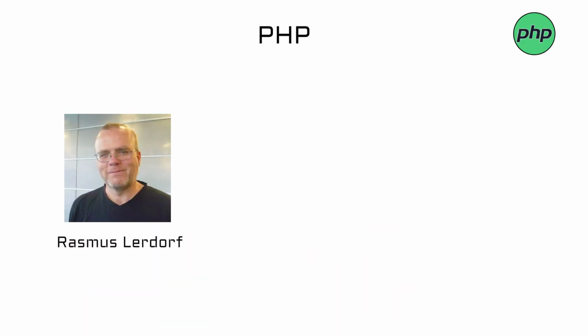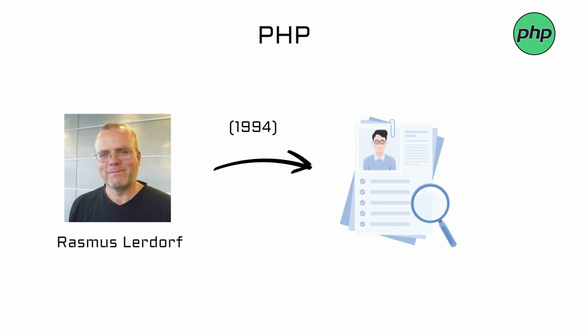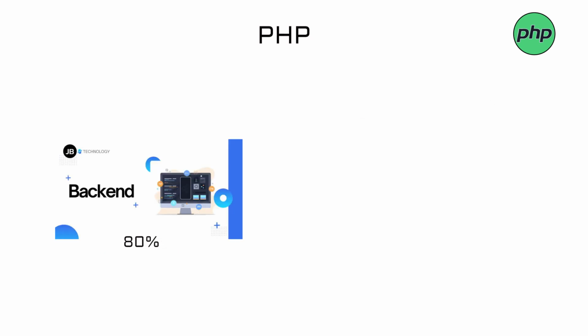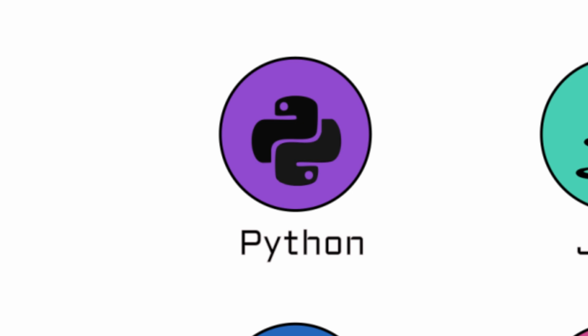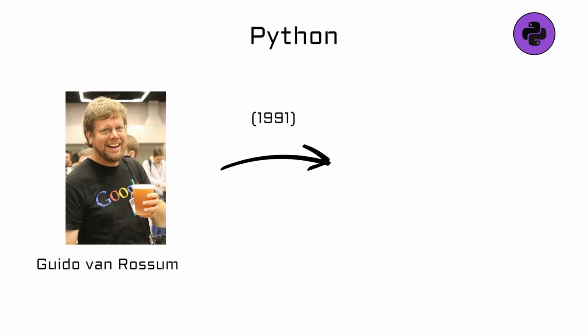PHP. PHP was born in 1994, created by Rasmus Lerdorf. He just wanted to track how many people were visiting his online resume, but accidentally created a monster. People love to make fun of PHP, but over 80% of websites have used it at some point, including giants like Facebook and early Yahoo. It is simple, fast, and practical. Sure, it's not the coolest kid on the block, but PHP is that reliable old friend who keeps working hard while you're asleep.